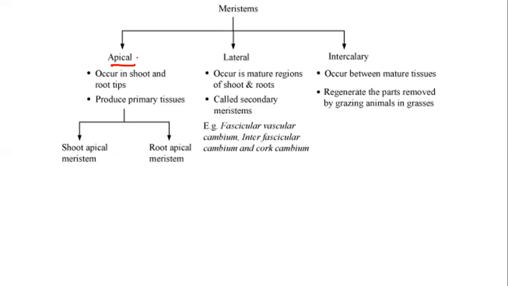It will be present in the apical region, in the lateral region, as well as in the intercalary region. The apical meristem will be present in both shoots and roots, when we talk about a shoot as well as a root.